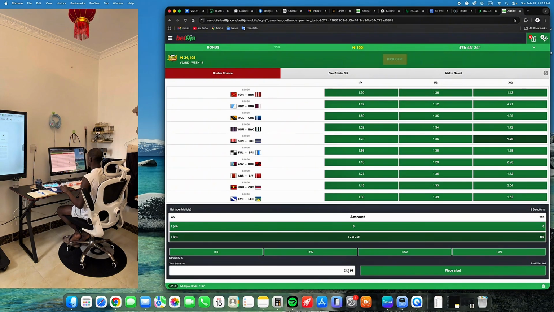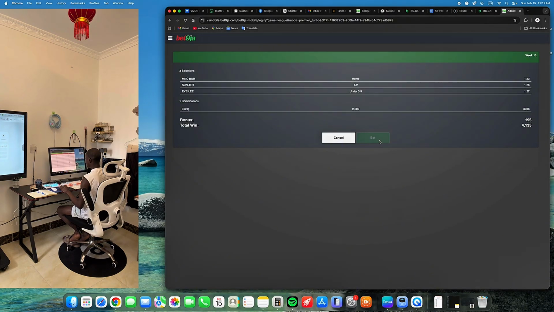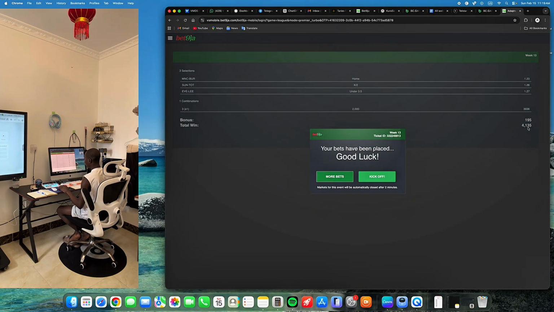We've lost 1,005 in total, so this time I'm going with 2,000. I'm doing controlled bets, so we don't have to use very high amounts. You can see this time that we accumulated three bets. They gave us a profit bonus of 195 naira. Then if all three predictions win, our profit will be 4,135.